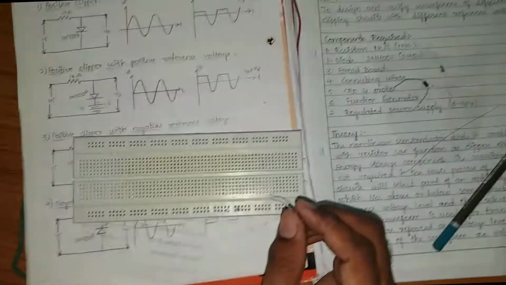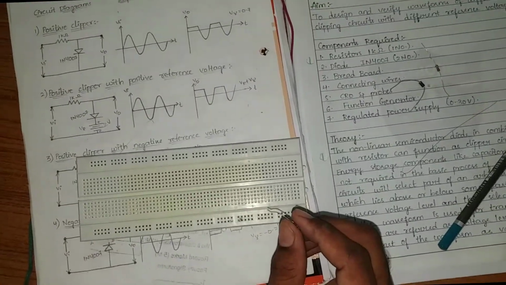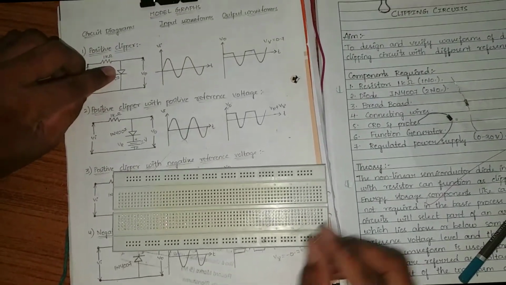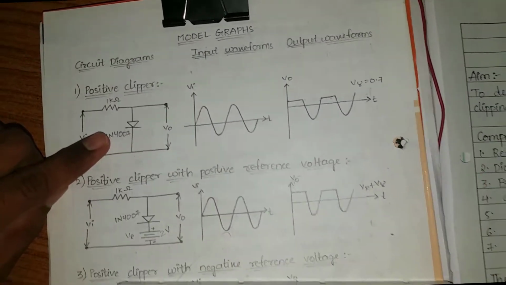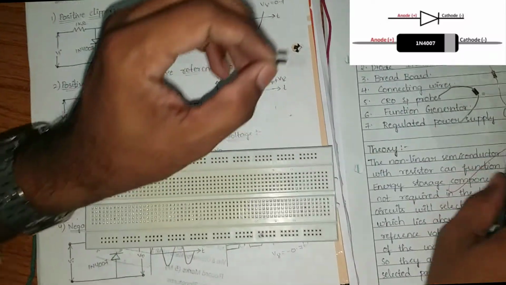Only a resistor and one diode. How many components do I require? Only one diode and one resistor. So how is it connected? If you observe the circuit diagram, positive is upside, negative is downside. In the same manner, I am also going to connect the diode like that.